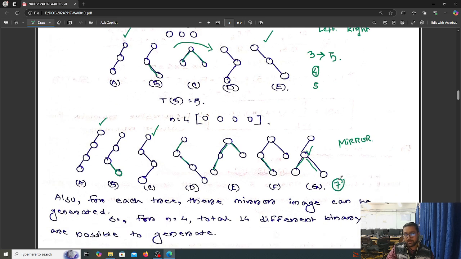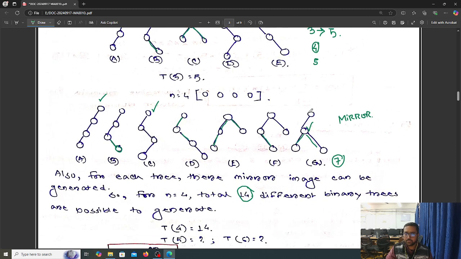That means if we take all the mirror images, there will be a total of 14 different binary trees. So for 3 it was 5, now for 4 it is 14. What about 5? If we have 5 unlabeled nodes, how many binary trees are possible? Drawing all the possible trees is quite unrealistic, or impossible. For that, we must have some formula.